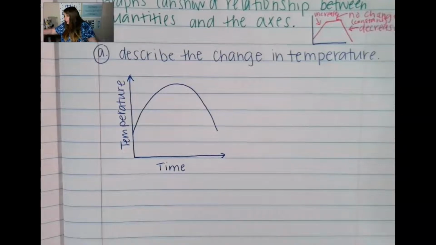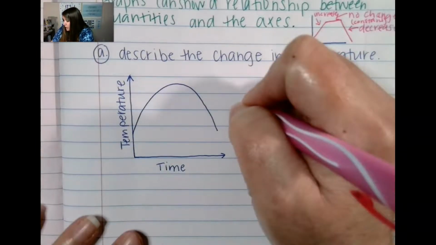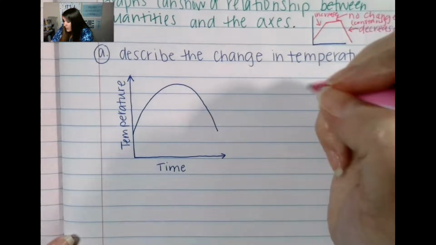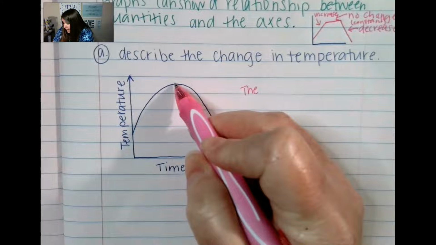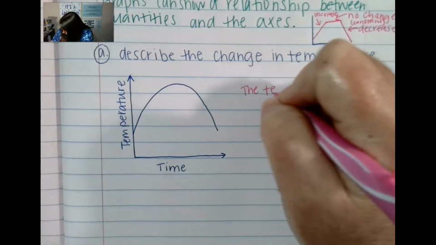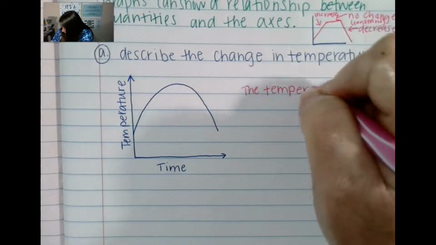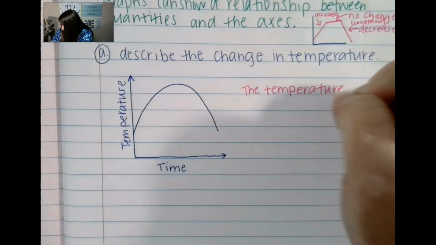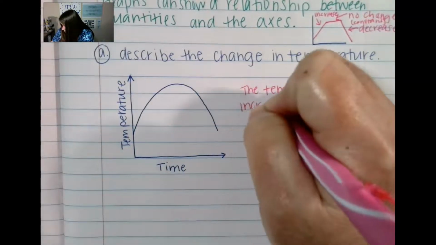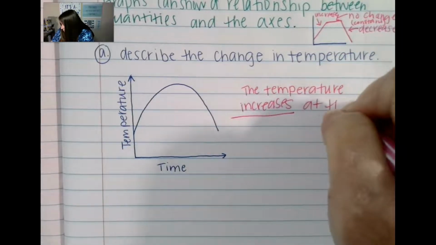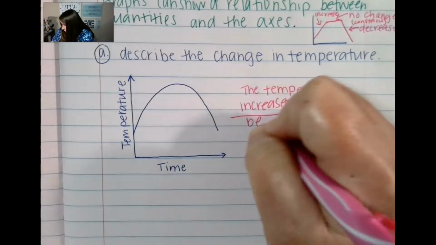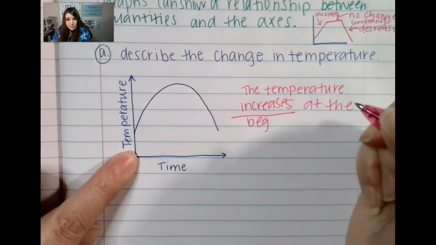So what's happening on this graph? What's happening on this graph is that at the beginning of the day, the temperature increases. So we could say the temperature increases at the beginning of the day because it's going up. So here's one of our words that we would use, increases. At the beginning, because the beginning of time is here.